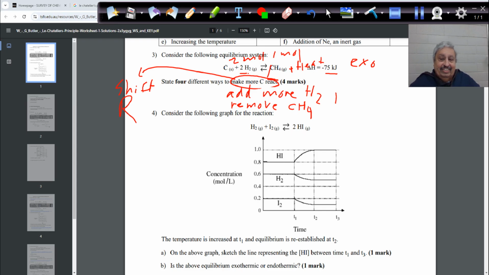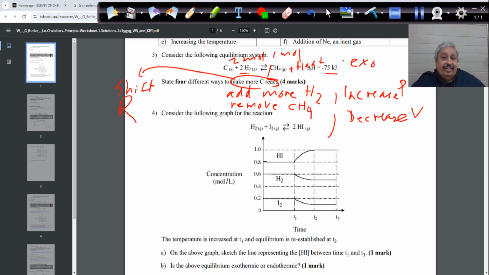What's the other condition? Now, I have 2 moles, 1 mole. If I increase the pressure, it will go to the side with the least number of moles. So increase the pressure. The other one, decrease the volume. So 4 conditions. Okay. Now, can I add another condition?